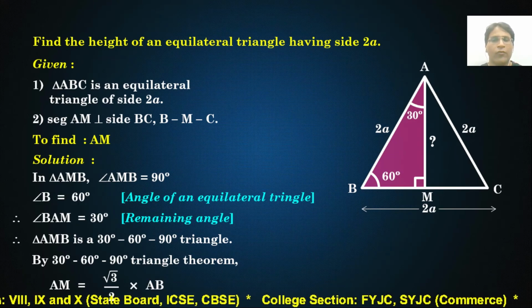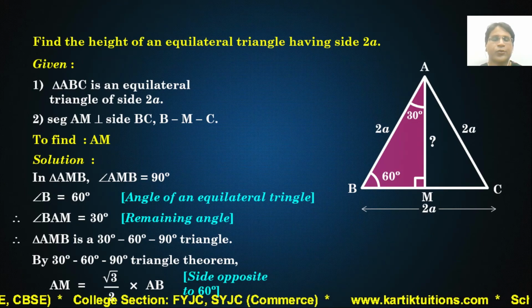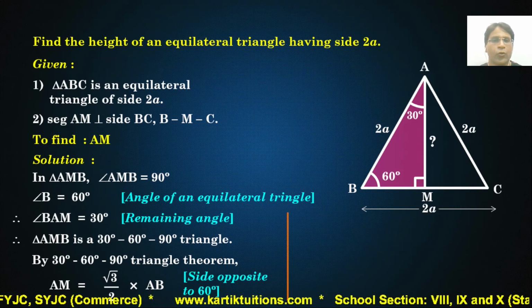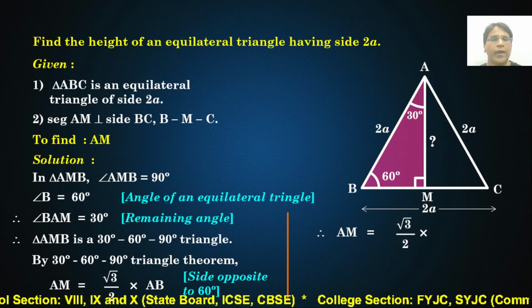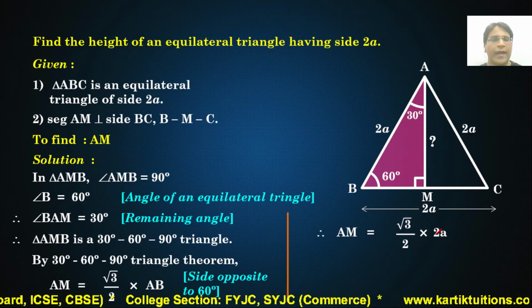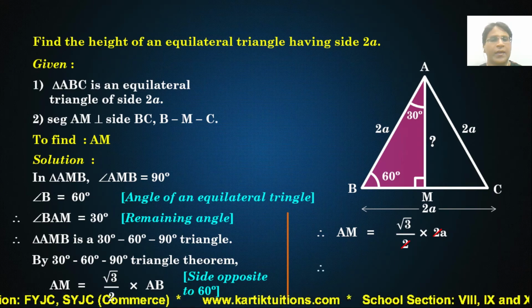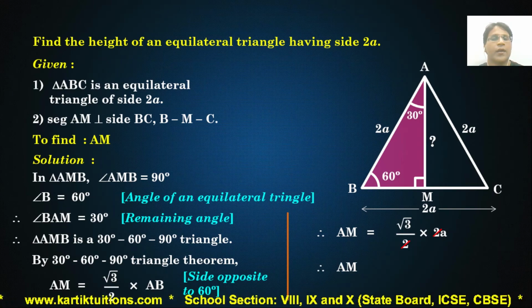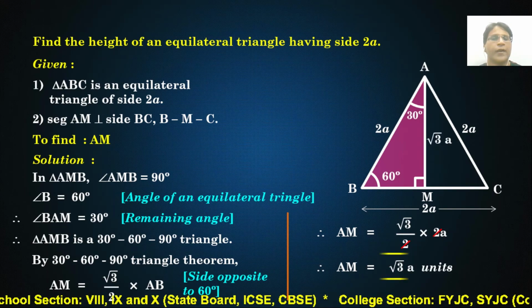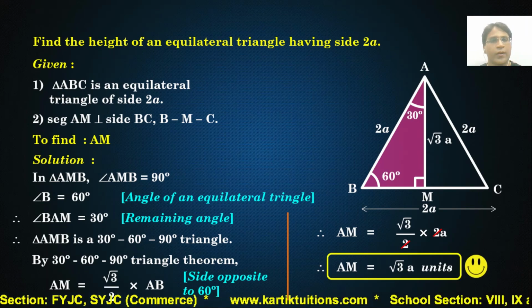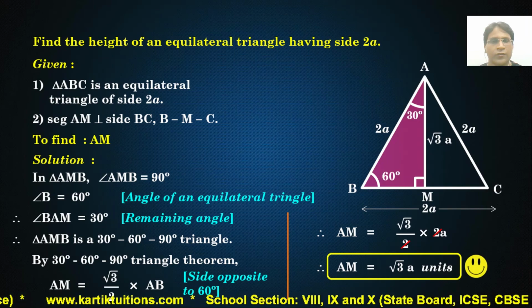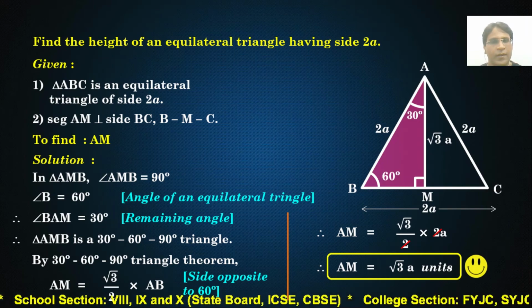Do we know the value of AB? Yes. So let us substitute that value. So we get root 3 upon 2 into 2a. Where 2 will get cancelled. So basically AM becomes what? Root 3 a units. So the height of the equilateral triangle is root 3 a units. I hope you must have understood this concept as well as its application.